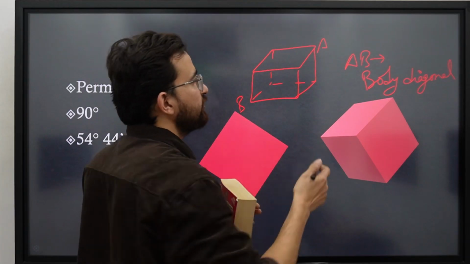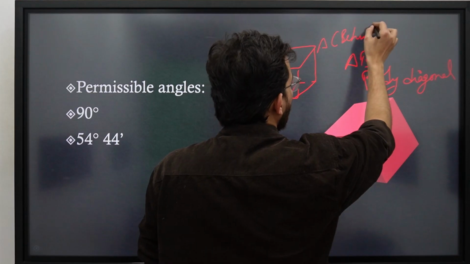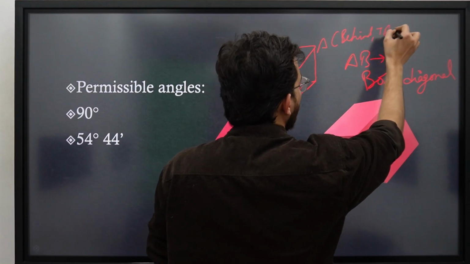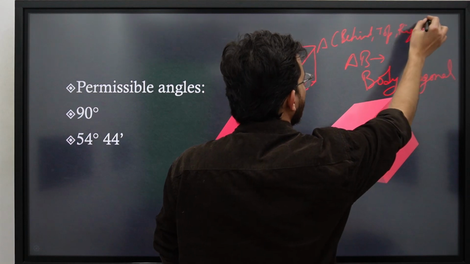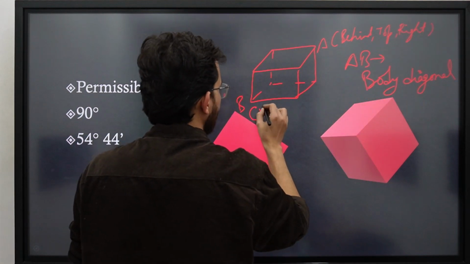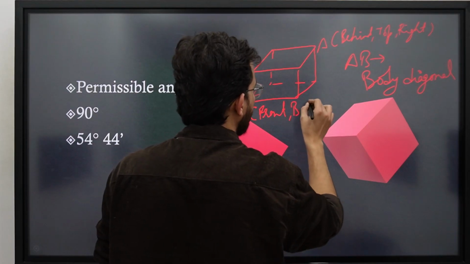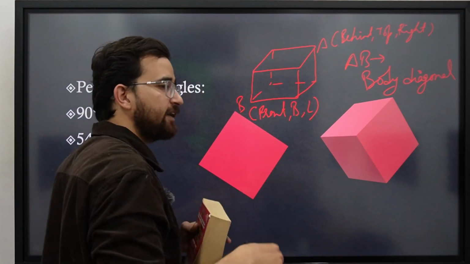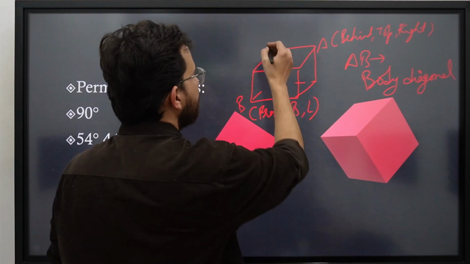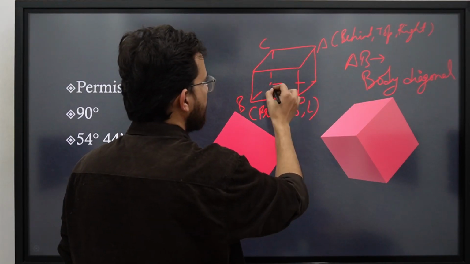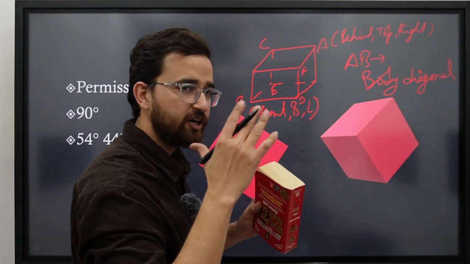You can also say that A and B are inverted images of each other. For example, A is behind, at the top and to the right. So the inverted image of A would be in the front, at the bottom, and to the left. So A and B are related by an inversion center, and these lines are known as body diagonals. For example, C and D, E and F. All these lines are body diagonals.